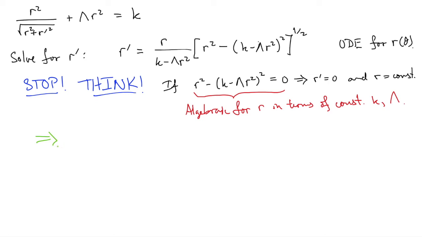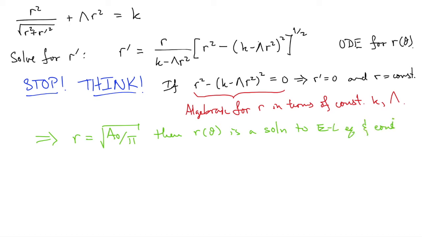That's my favorite way of solving an ordinary differential equation. I call it the Russian way: first write down the problem, then write down the solution. At least it's the way that Landau and Lifshitz follow. If r is the square root of a naught over pi, then it's a solution. So if it's a constant, then r of theta is a solution to the Euler-Lagrange equation and the constraint.